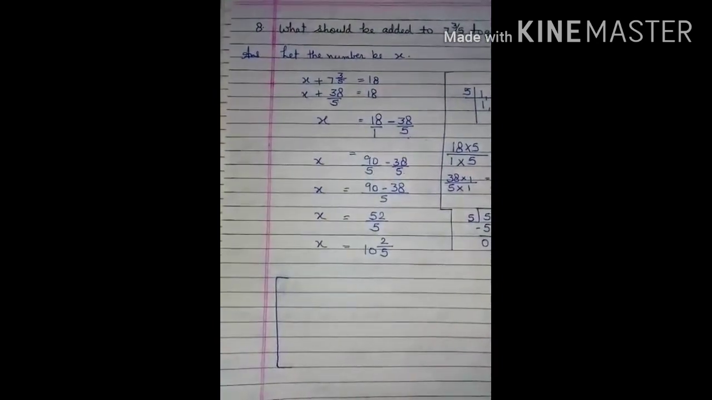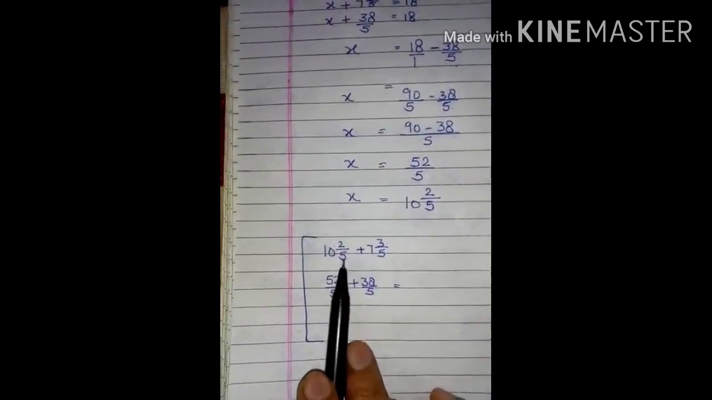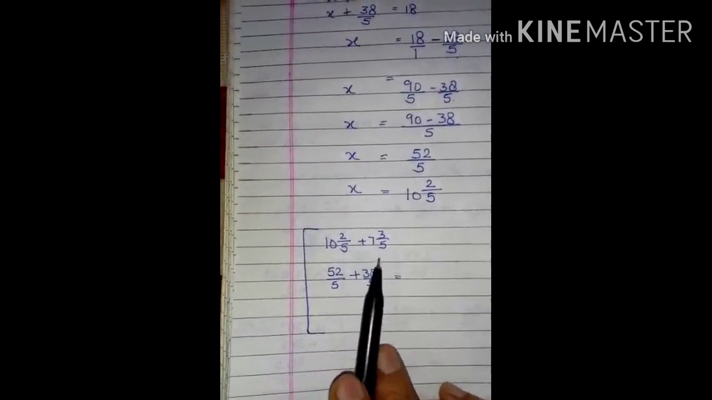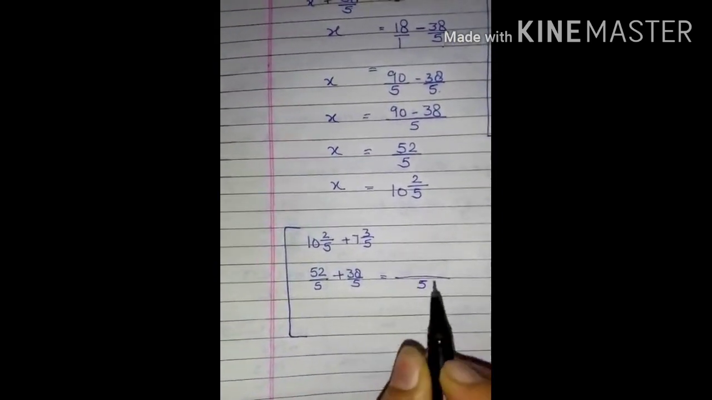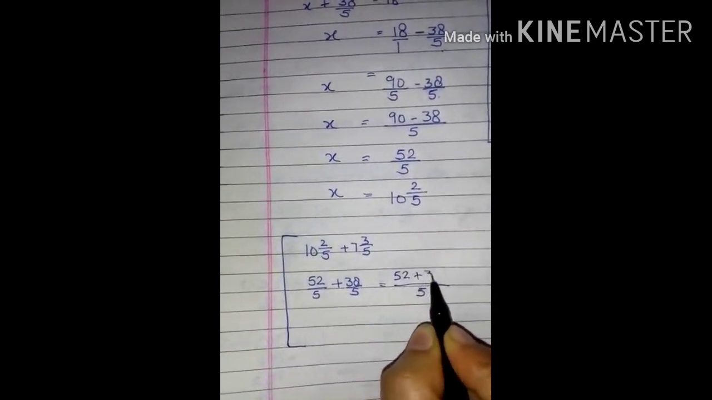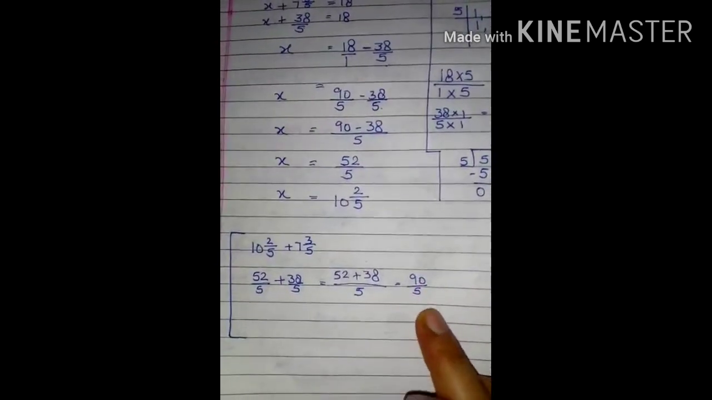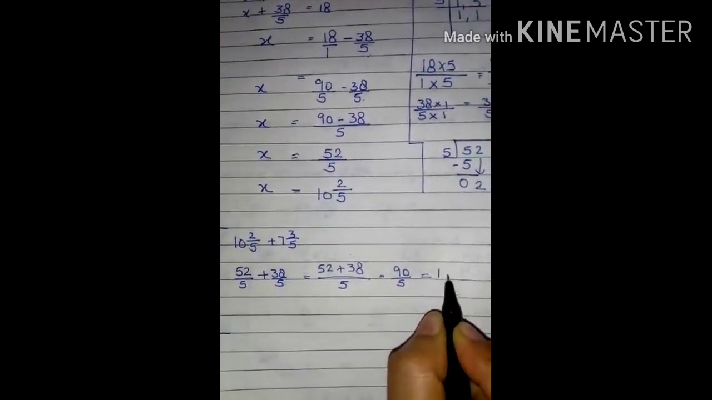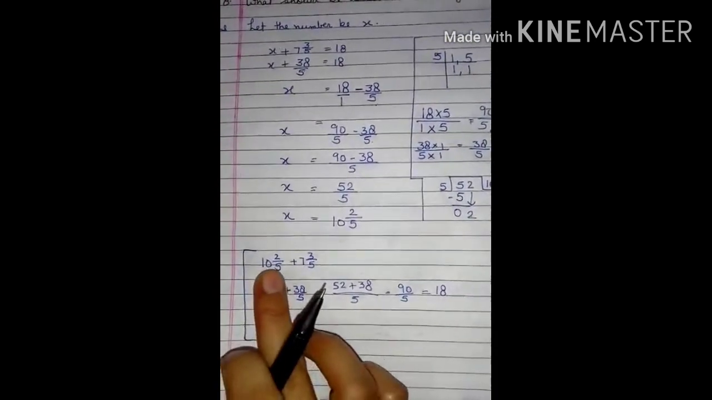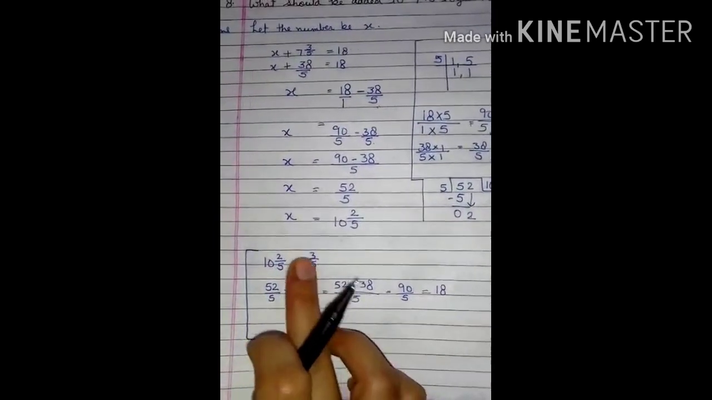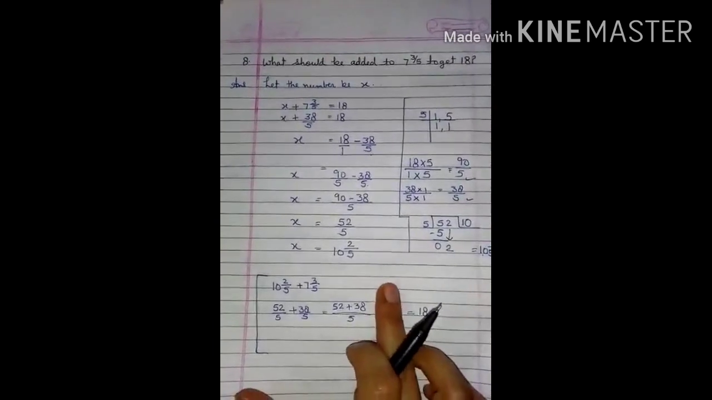Now students, as you can see, I am adding here: 10 2 upon 5 will be 52 upon 5, 7 3 upon 5 will be 38 upon 5. Now their LCM will be 5 because denominators are the same. Then 52 plus 38 will come as it is. Now students, you will get 90 upon 5, and when you divide 90 by 5, you will get 18. So now students, you can see your answer is correct because when you are adding 10 2 upon 5 plus 7 3 upon 5, you are getting 18. So like this, students, this type of question you can complete.